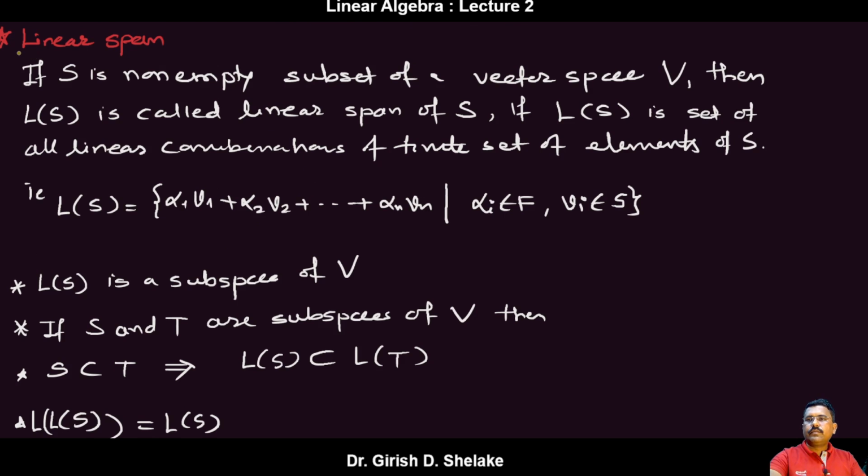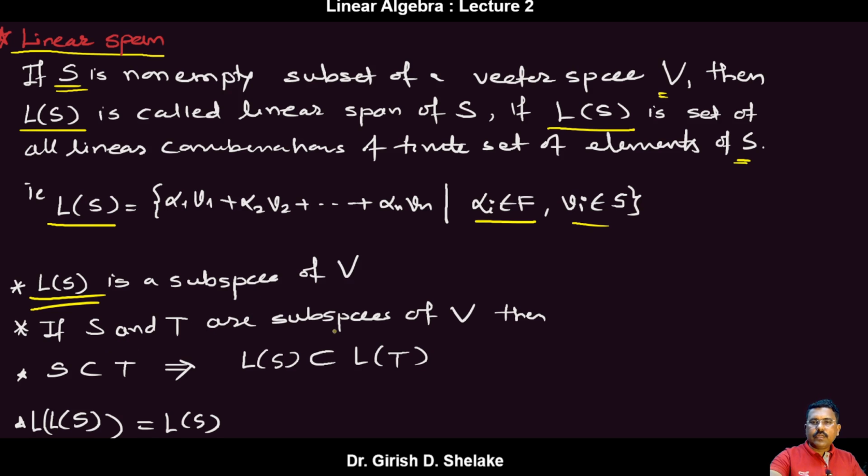Finally, we consider the definition of linear span. If S is a non-empty subset of a vector space V, then L(S) is called the linear span of S if L(S) is the set of all linear combinations of finite sets of elements in S. That is, L(S) is the set of all linear combinations alpha 1 v1 plus alpha 2 v2 and so on, alpha n vn, where the alpha i's are scalars in the field F and the vi's are vectors in S. Clearly, L(S) is a subspace of the vector space.